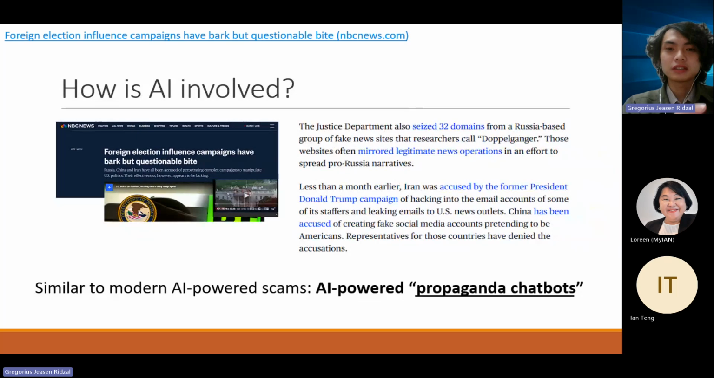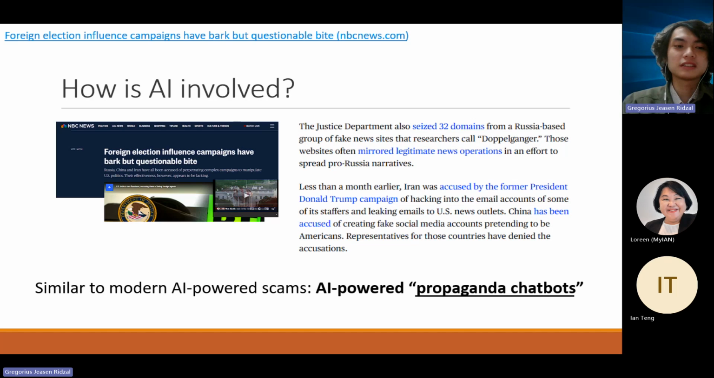And in the body of this article, it mentioned these fake news sites that copy off actual news sites, trying to pretend as them to push fake news. And of course, you have the usual hacking into email accounts, leaking emails, all that stuff. But what I'm trying to focus on today is this one of China apparently being accused of making fake social media accounts, pretending to be Americans, trying to sway the influence in the elections.